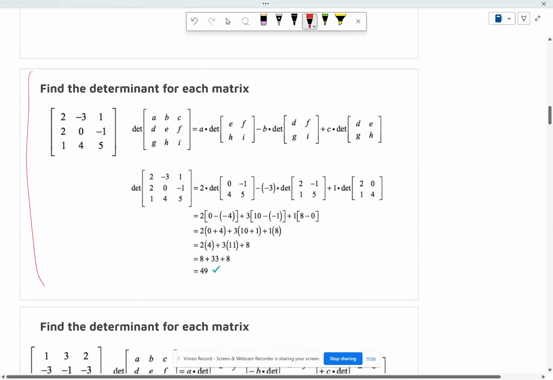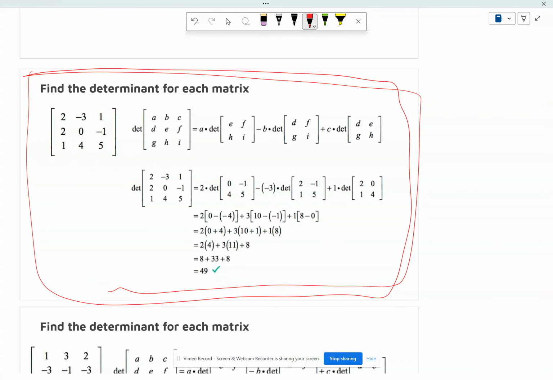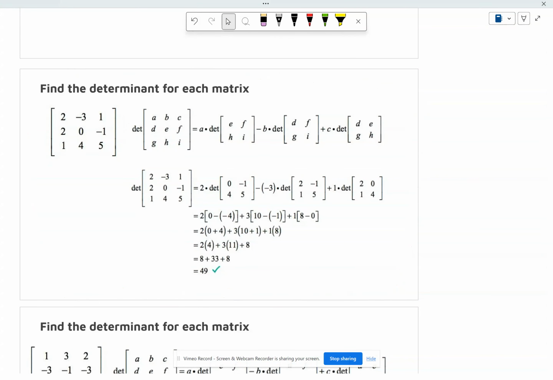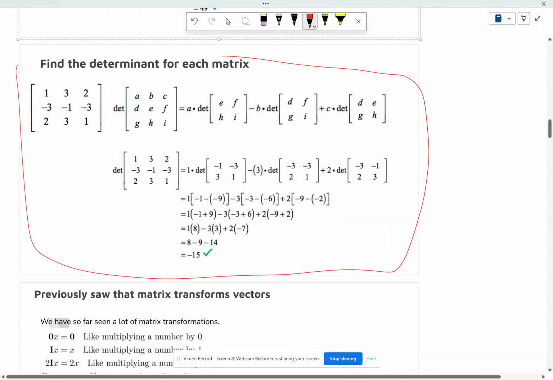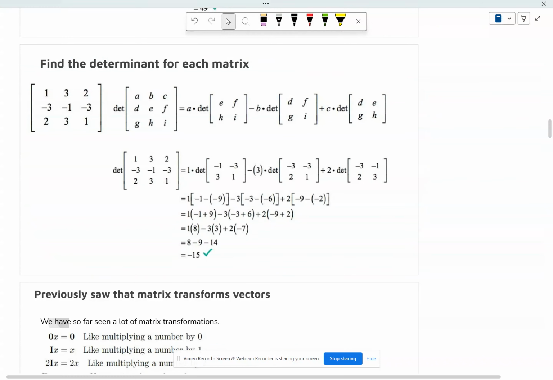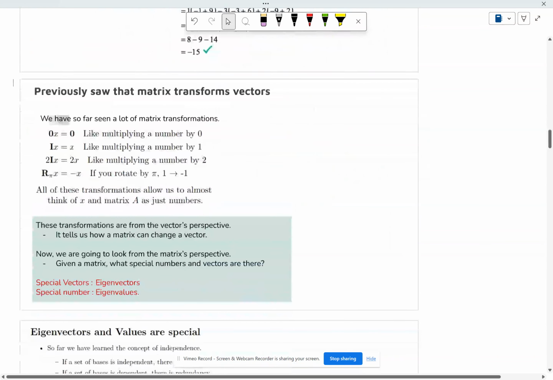Here is essentially showing you how to do it. You can step through this. The symbol for the determinant is this absolute value, but sometimes you'll also just see det for determinant. So step through this. This is for the second matrix. We also give you the solution, so you can step through it and make sure you understand how to calculate it. So now we move on.